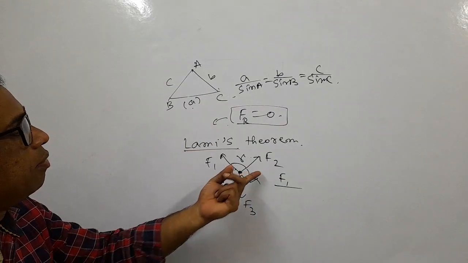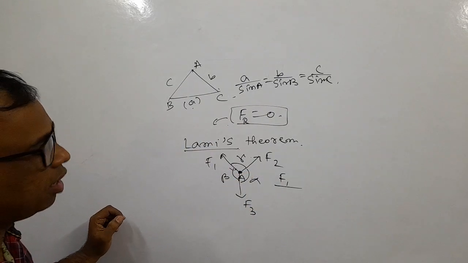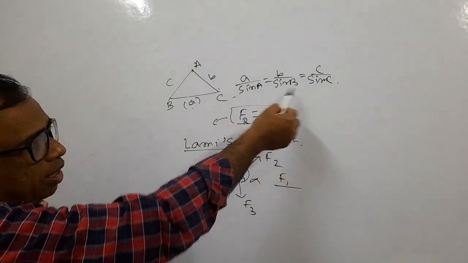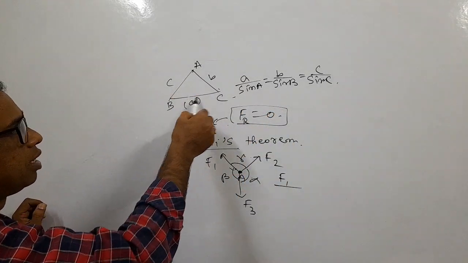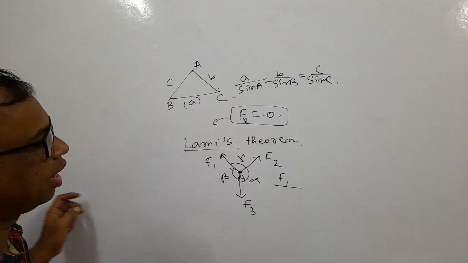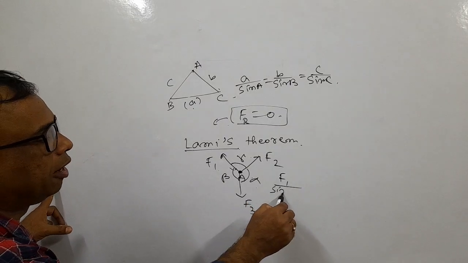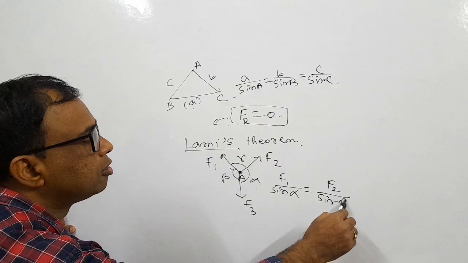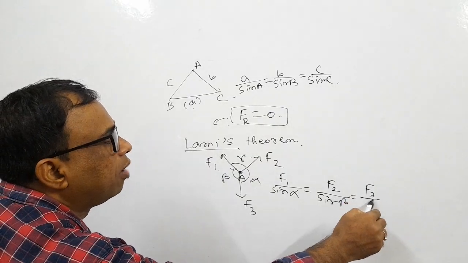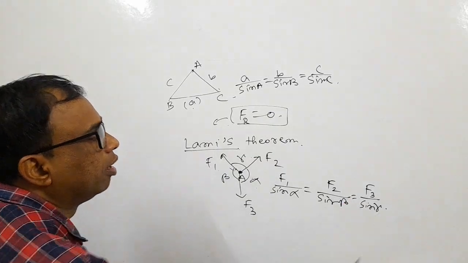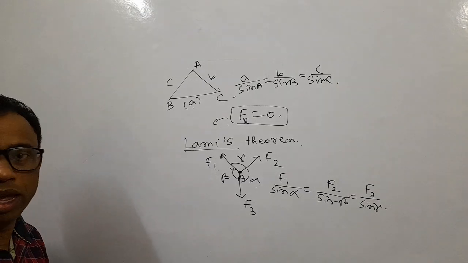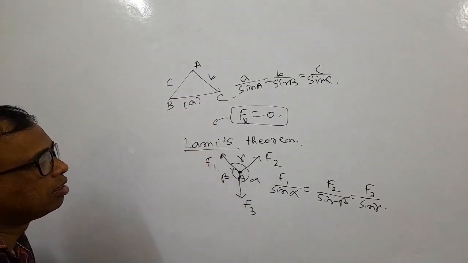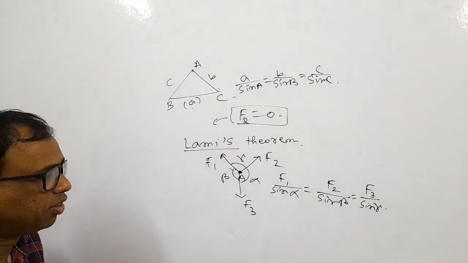When F1, F2 and F3 are represented by a triangle, then you can apply this law. So that will be the vector triangle. And F1 by sine alpha equals F2 by sine beta equals F3 by sine gamma. That is Lami's concept. You can easily apply this along the three sides of a triangle, three vectors.